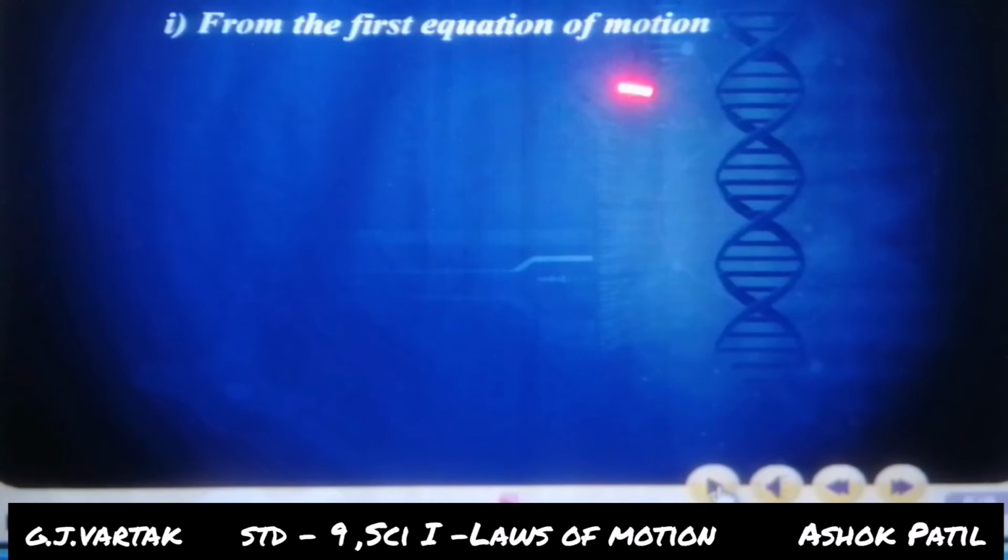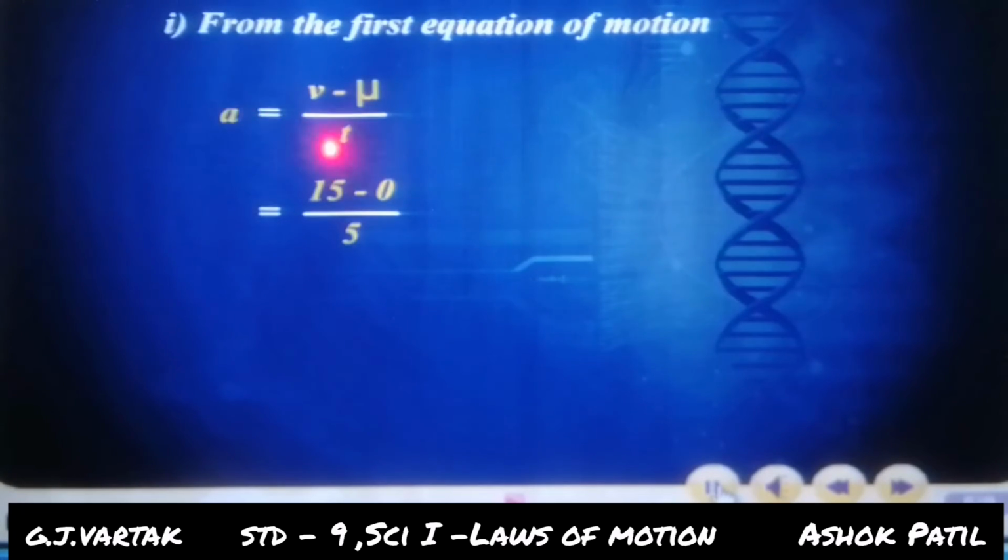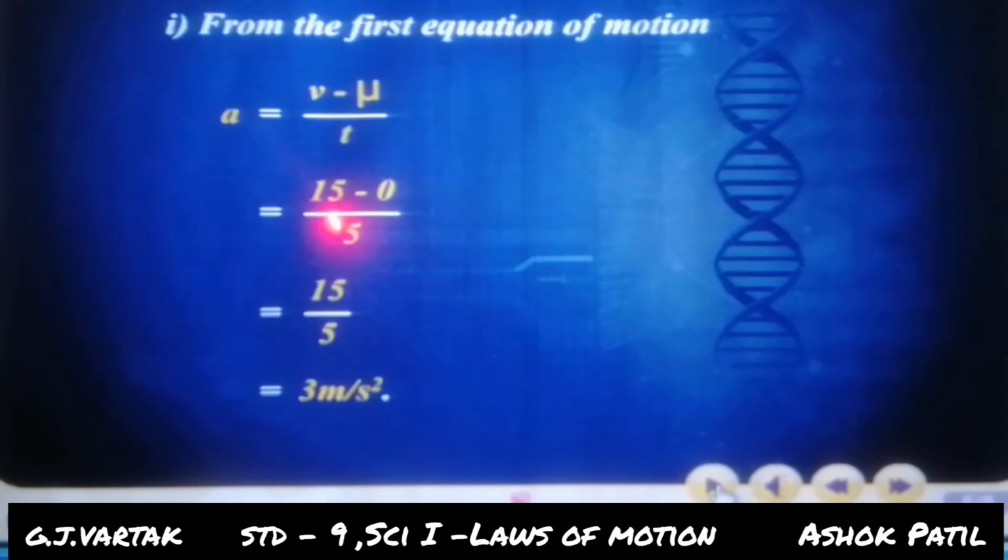The formula used in this example is from the first equation of motion. a is equal to v minus u upon t. a is equal to 15 minus 0 upon 5, because v is 15, u is given 0 and t is 5. 15 minus 0 is 15, divided by 5, and a is equal to 3 meter per second square.